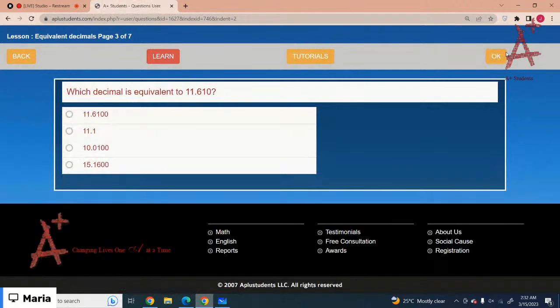Which decimal is equivalent to 11.610? Option 1, 2, 3, 4. Which is the correct option? It would be 11.61. Digits must be the same. Just the number of zeros doesn't matter. Got it? Option number 1 is the correct option. Digits must be the same. Like the question is 11.610, so option number 1 is the correct option. Got it?